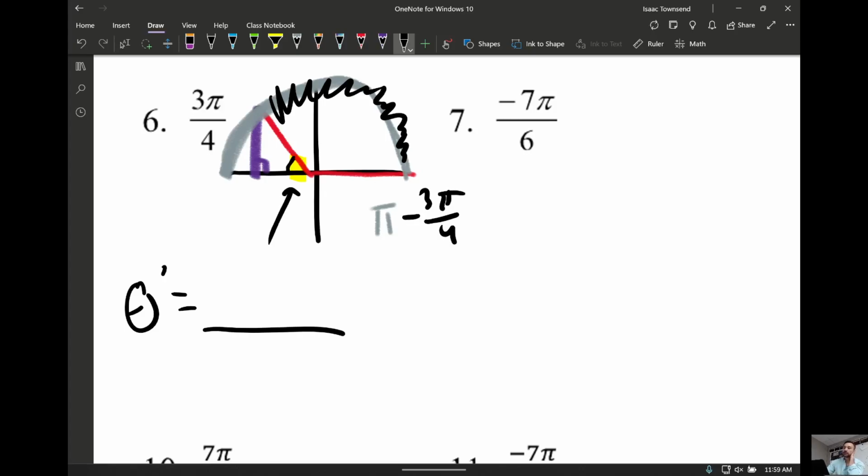So this one I know. Take away how much of it's not the reference angle. It should leave behind how much is the reference angle. Pi over 4. Yes, good job. Mr. Townsend, would we keep it in degrees or keep it as radians?